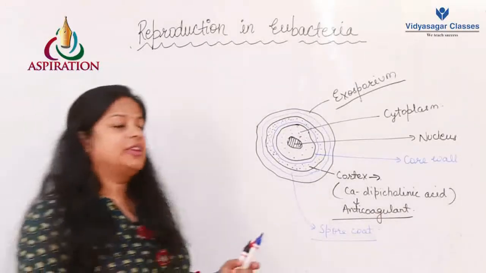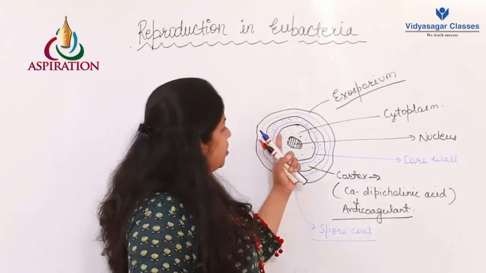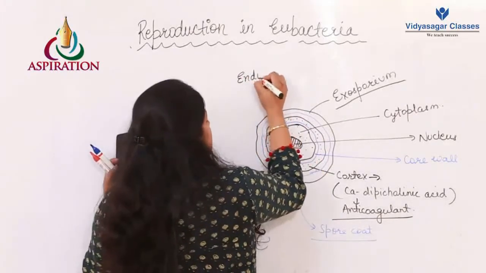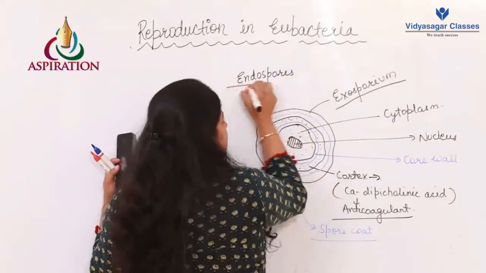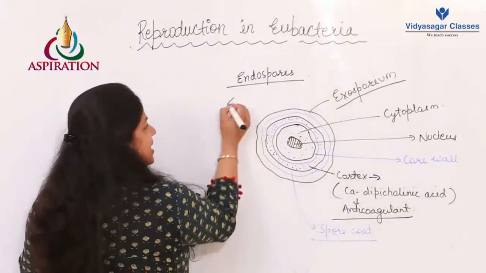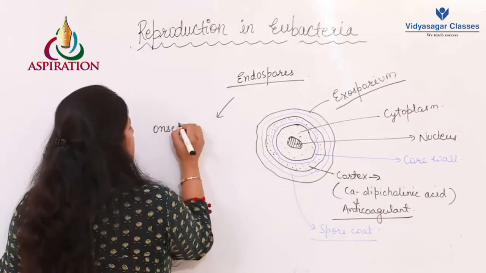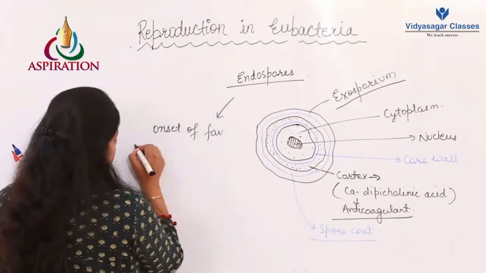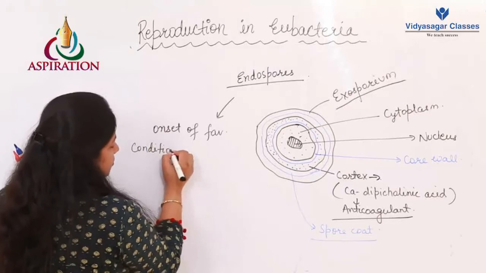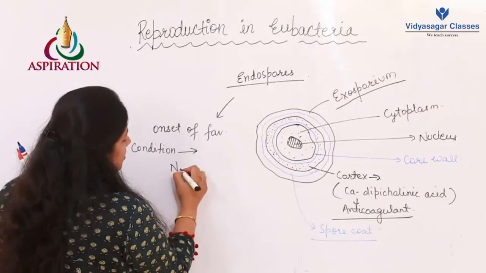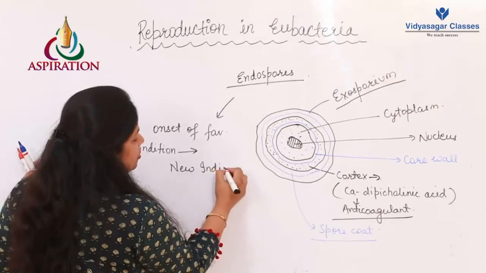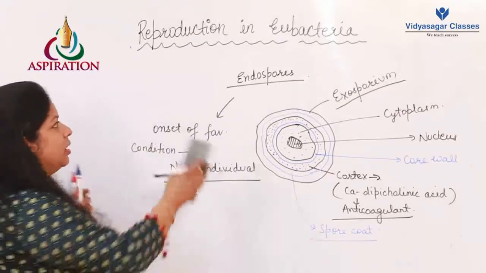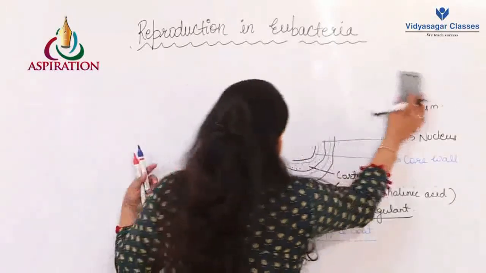These endospores behave like seeds, and on onset of favorable condition, they germinate to form a new individual. This was about the asexual reproduction.